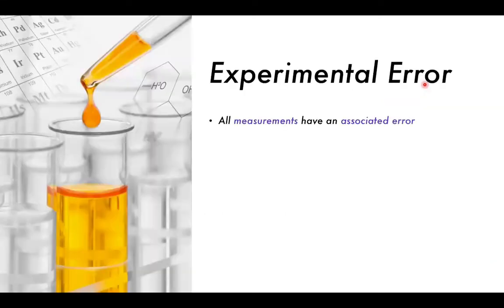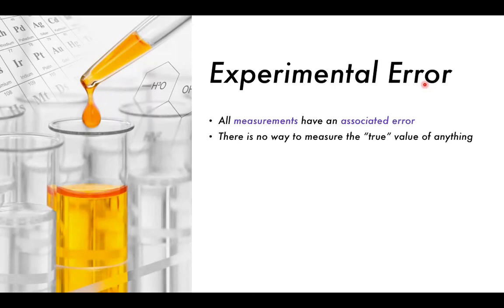Experimental error then, so all measurements have an associated error. There's no real way to get a true value of anything. We can, as I said earlier, only get the best value, to the accuracy of our equipment. So the better quality and the better calibration, or the more recent calibration that we have for our equipment, the more accurate value we can get. But the true value of anything is often very difficult to obtain.